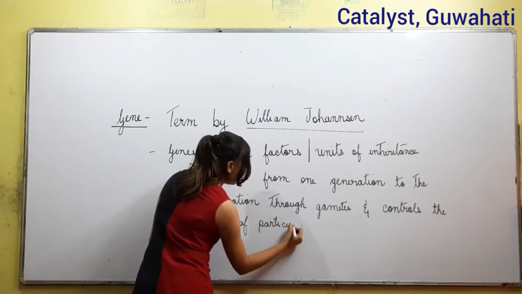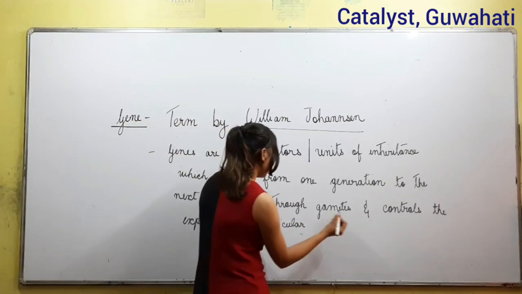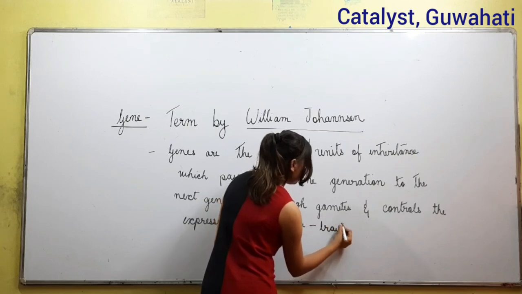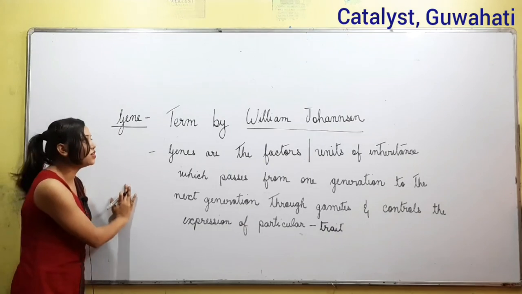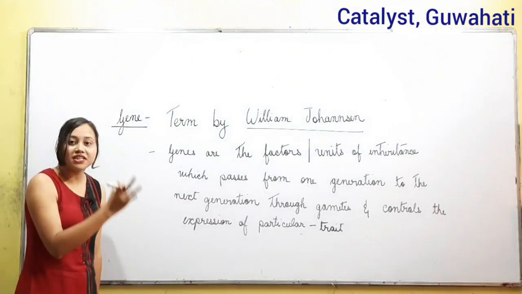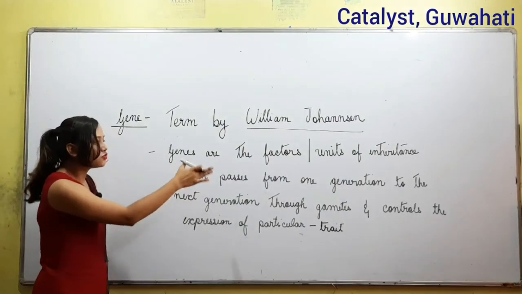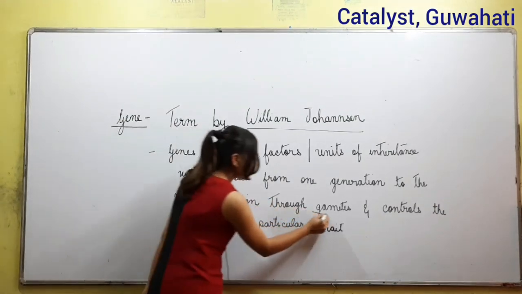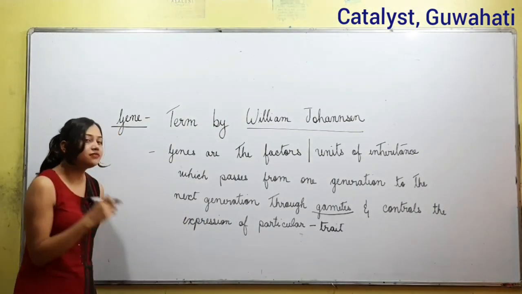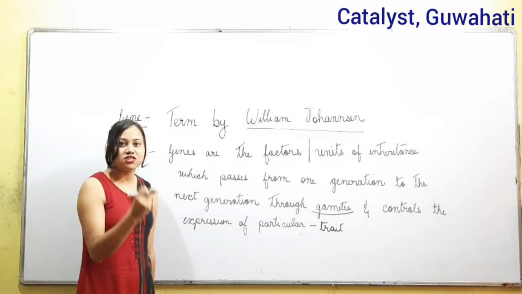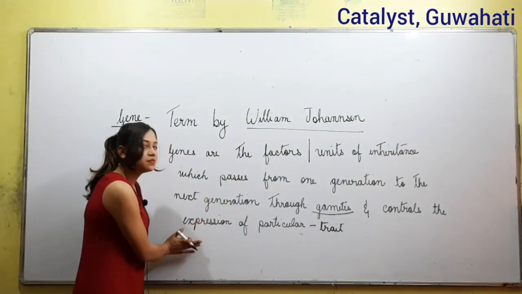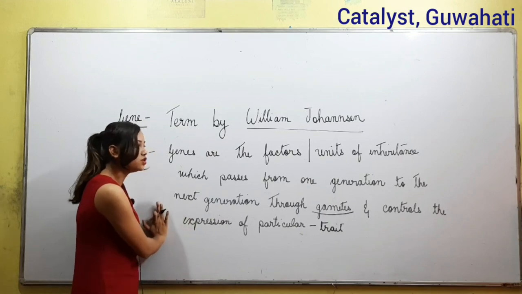So last class I discussed the difference between a character and a trait. For example, if stem height is the character, then dwarf and tallness will be the two traits of the character. So genes are the factors or units of inheritance, as termed by Mendel, which pass from one generation to the next through gametes, and they control the expression of a particular trait. From the definition itself, they are the units responsible for inheritance. This is the definition found in your NCERT book.